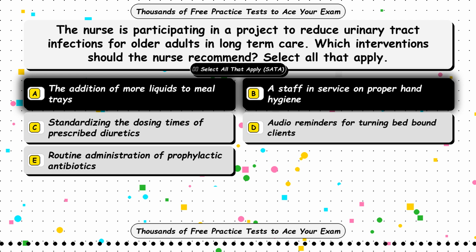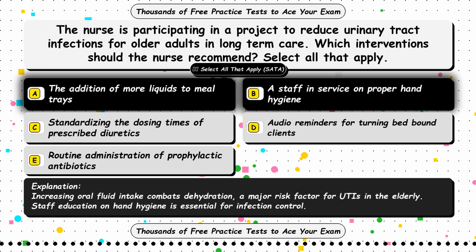The correct answers are options A and B. The addition of more liquids to meal trays. A staff in-service on proper hand hygiene. Increasing oral fluid intake combats dehydration, a major risk factor for UTIs in the elderly. Staff education on hand hygiene is essential for infection control.